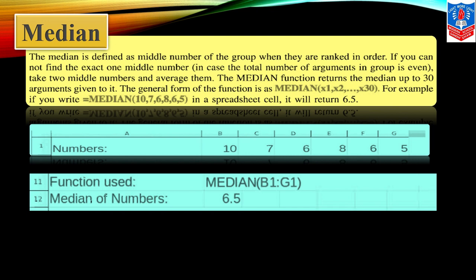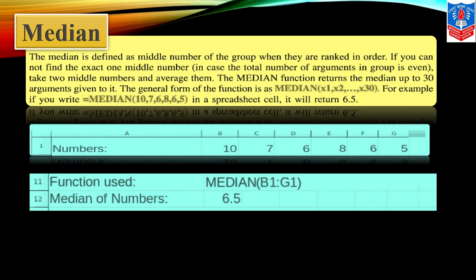The median function returns the median of up to 30 arguments given to it. The general form of the function is median x1, x2, x3 and so on till x30. For example, if you write is equals to median 10, 7, 6, 8, 6, 5 in a spreadsheet cell, it will return 6.5, children. Same as we have done with mean.